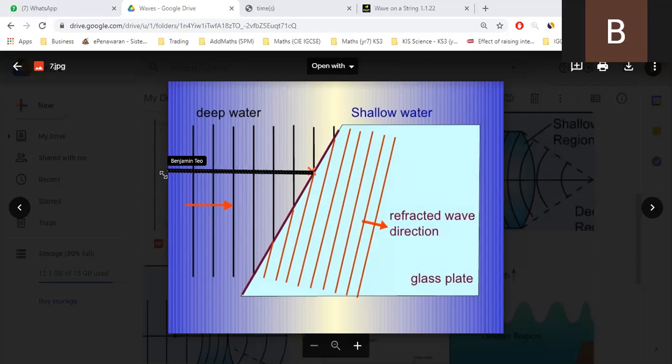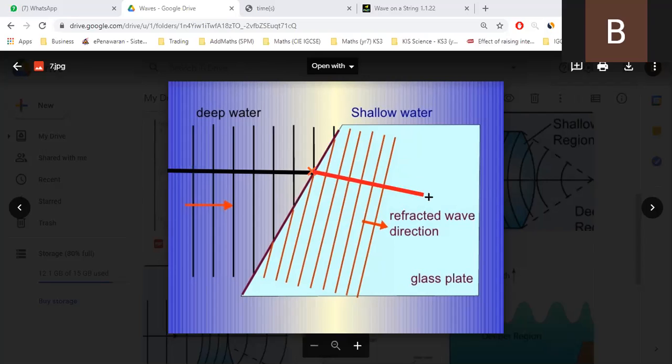Okay, so first you draw the direction of propagation, and then after the refraction, so you see this glass plate, right? The shallow water region. So after the refraction, the direction changes, right? The direction changes. So I draw another line for the refracted one.